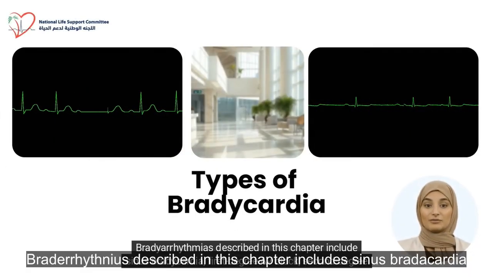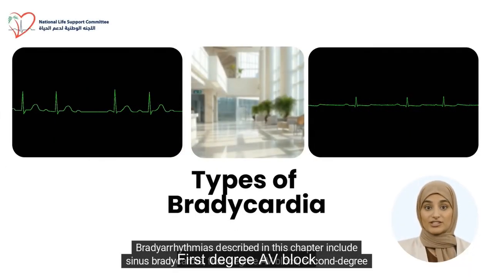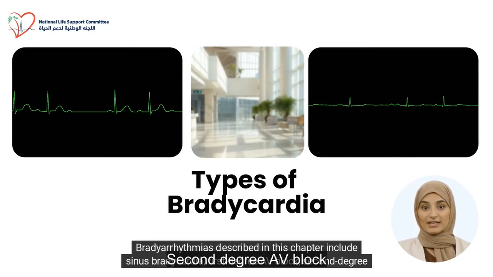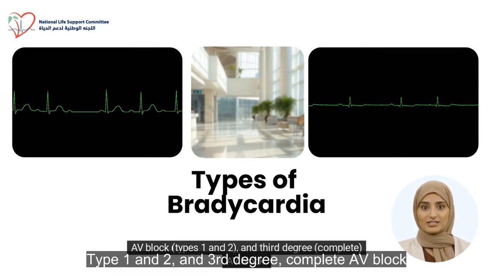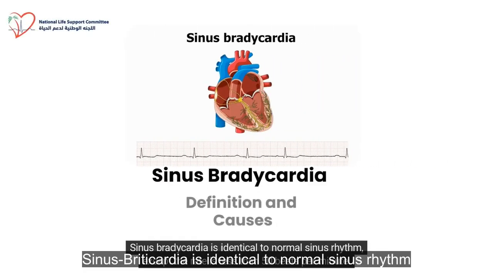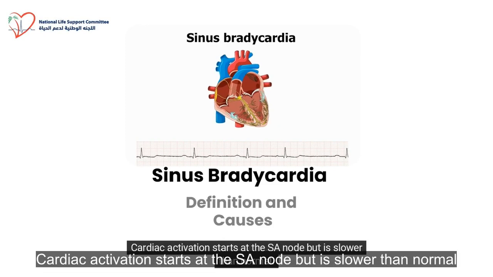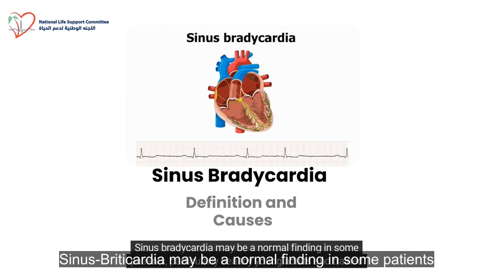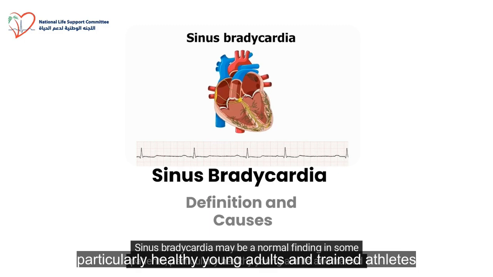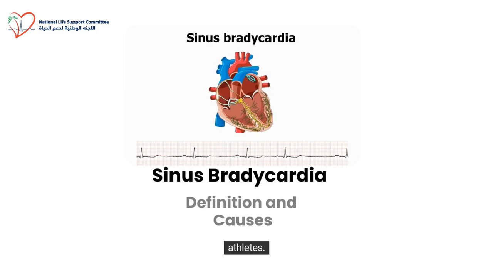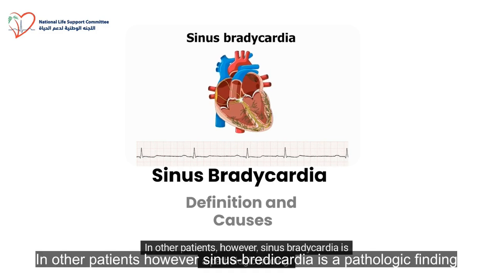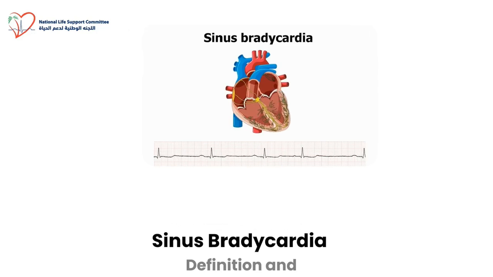Bradyarrhythmias described in this chapter include sinus bradycardia, first-degree AV block, second-degree AV block, types 1 and 2, and third-degree, complete AV block. Sinus bradycardia is identical to normal sinus rhythm, except the rate is less than 50 beats per minute. Cardiac activation starts at the SA node but is slower than normal. Sinus bradycardia may be a normal finding in some patients, particularly healthy young adults and trained athletes. In other patients, however, sinus bradycardia is a pathologic finding.